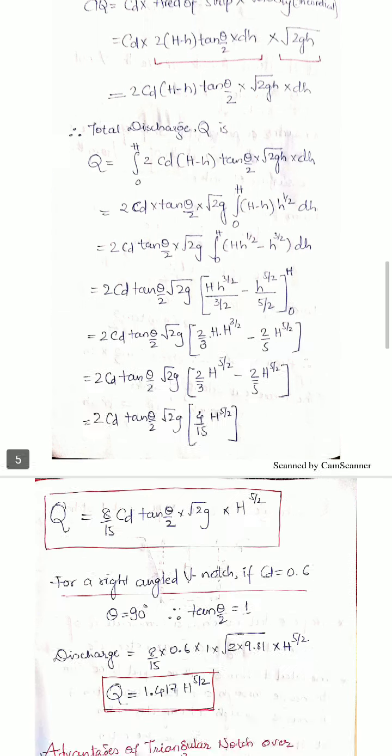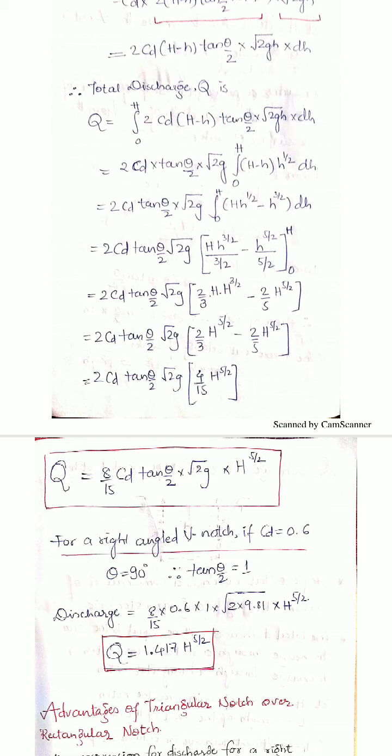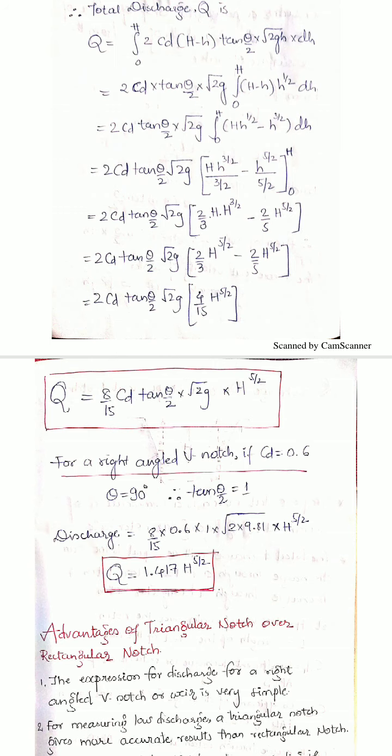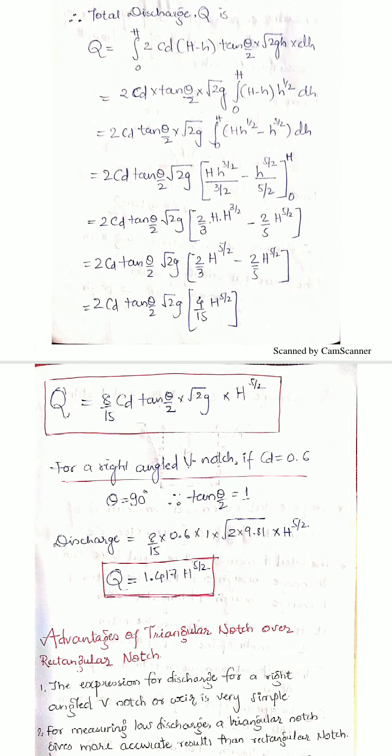Similarly, here also we take out the common terms and keep only the h terms inside the integration with respect to dh. Here also the same formula, integration of x to the power n into dx, is applied. Finally we arrive at the equation Q equals 8 by 15 CD into tan theta by 2 into square root of 2g into H to the power 5 by 2. So this is the final equation for the discharge in the triangular notch.